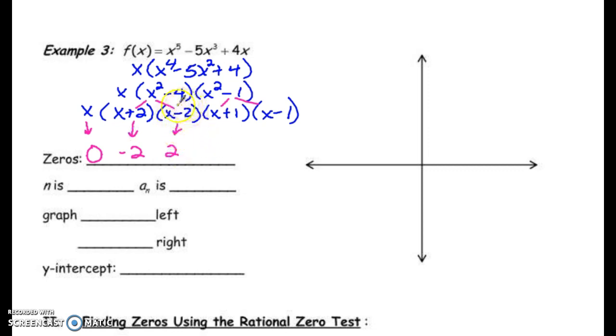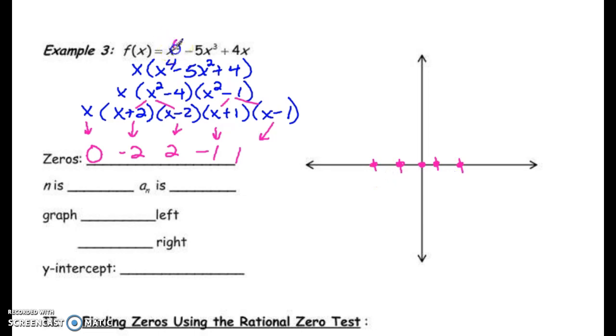And remember my shortcut. Opposite of this over this coefficient gives me a 2. Here's the opposite of this, negative 1 over 1, which would be negative 1. And this guy here would be a positive 1. So let me get that down. So we have a 0, a positive 1, a negative 1, a positive 2, and a negative 2.